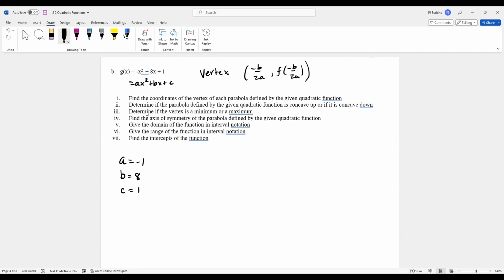Okay, so we have a, b, and c. For the x coordinate, we need to do minus b over 2 times a.